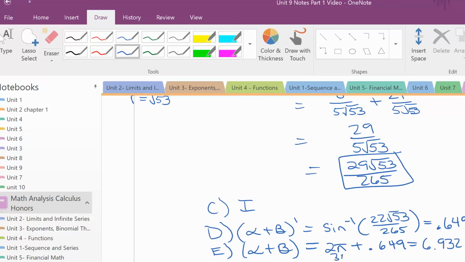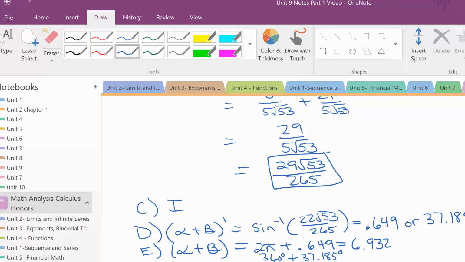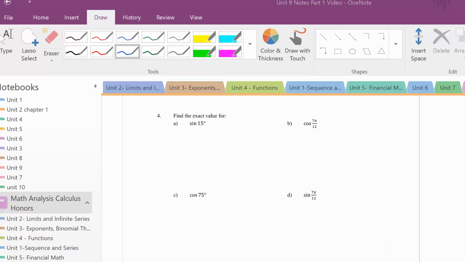Or you could take 360 degrees and add it to 37.185 degrees. And you can get 397.185 degrees. All right, the last ones are just different kind of applications. You can use angles in the unit circle to find the exact value for these trig functions. Exact value means a fraction, no decimals.